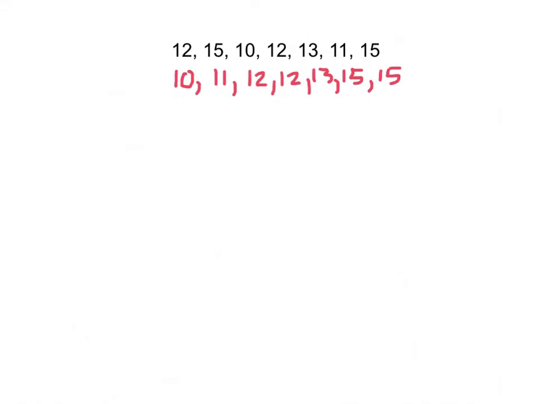As always, I'm going to start with what I seem to think is the easiest to find, and that's the mode. So my mode, remember, is the number that shows up the most often. Now in this case, there are two numbers that show up twice, and that's okay. There's nothing wrong with having more than one mode. So we would say that the mode is both 12 and 15. Next, we would look for the median.